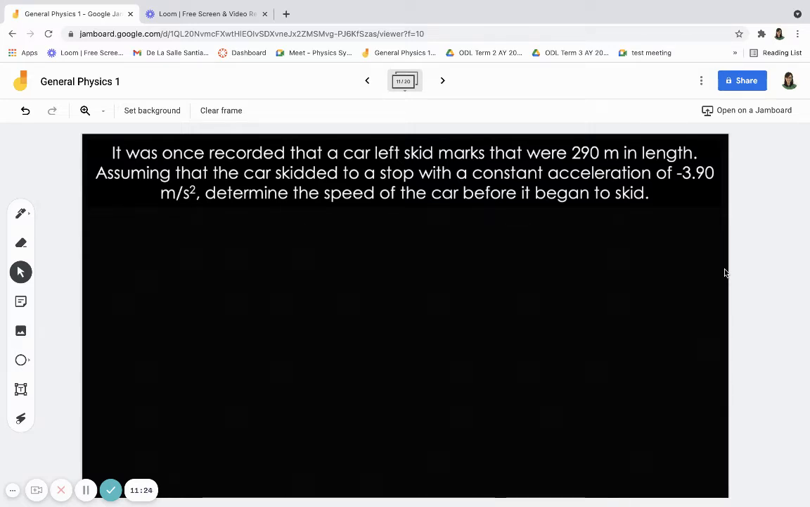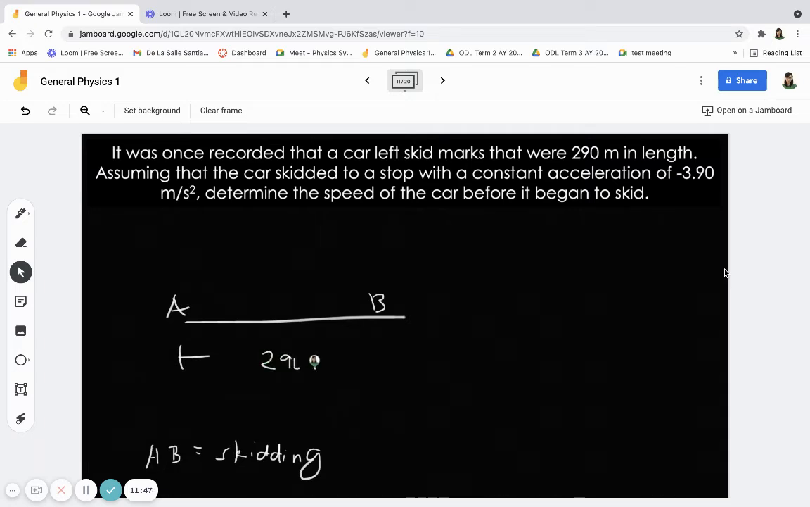So let's imagine that scenario. Let's say that the skidding part is from point A to point B, for example. So A to B, that was the time that the car was skidding, just to be clear. So during that period, from point A to point B, the displacement that it was able to cover was 290 meters long.